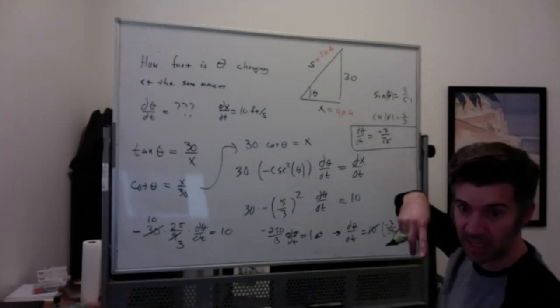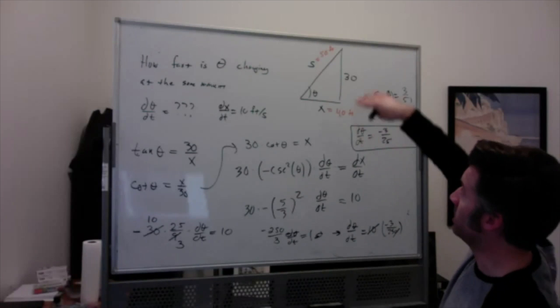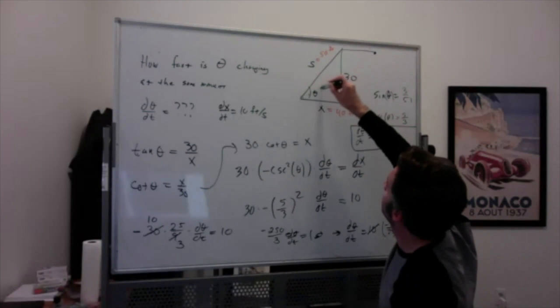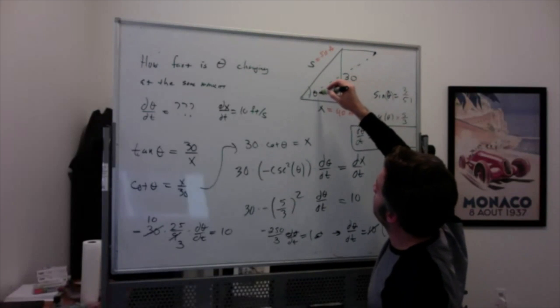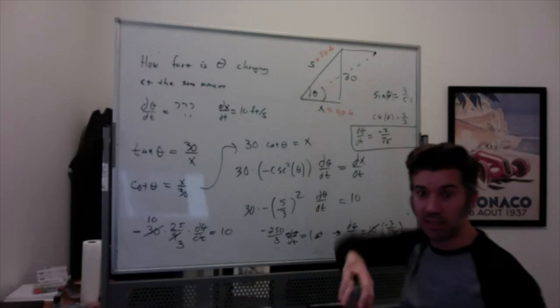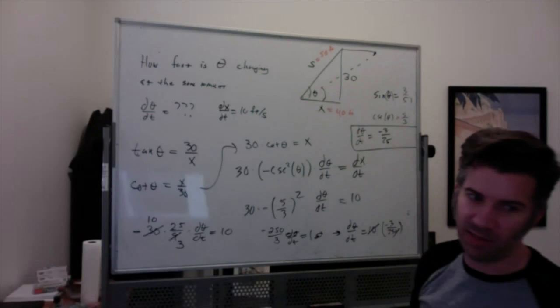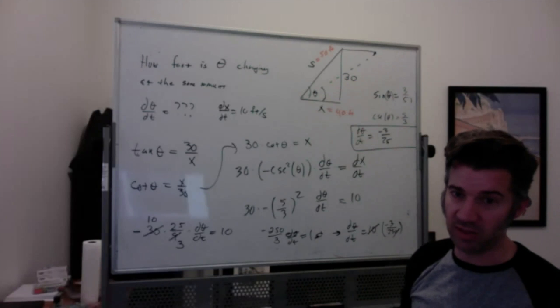Does this make sense that it's negative? Well, yes, because as we move from here, say, out to here, the angle of elevation is definitely less. And if something is decreasing, its rate of change should be negative. And in fact, the problem did say how fast is the angle of elevation decreasing.